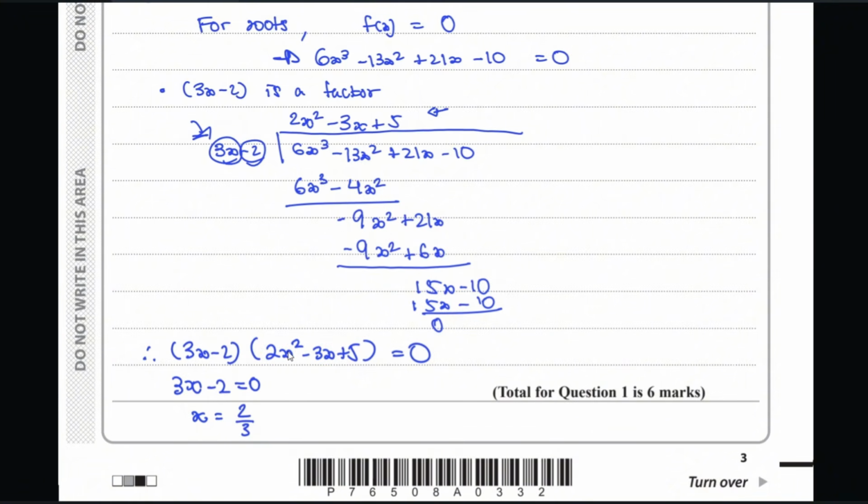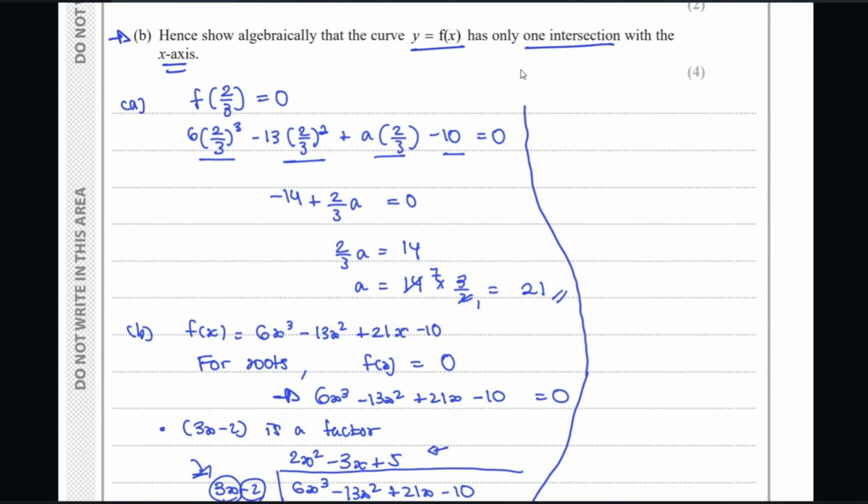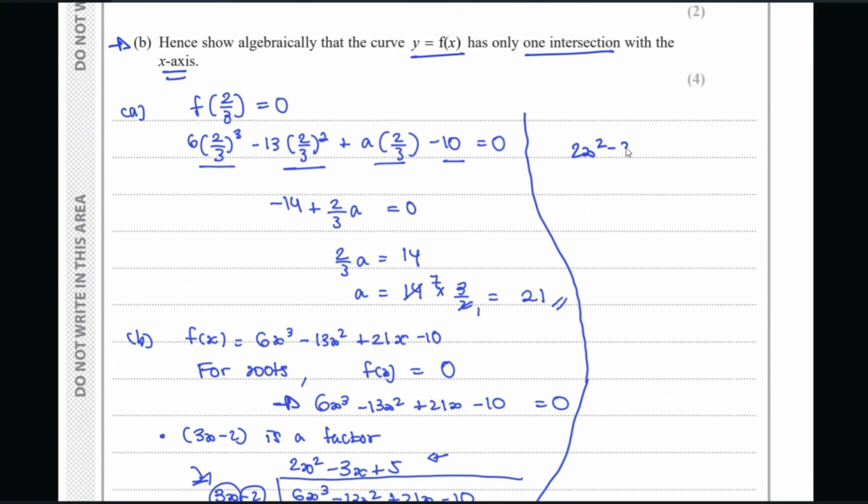But to find more intersection points, we need to equate this quadratic to 0. Let's do that over here. So the quadratic is 2x squared minus 3x plus 5. So 2x squared minus 3x plus 5 equals 0. Now, we just need to show whether we have solutions for this equation or not. We don't need to solve this. So what we do is we can just use the discriminant to see how many solutions we can get. So the discriminant is b squared minus 4ac, where this is a, this is b, and this is c.